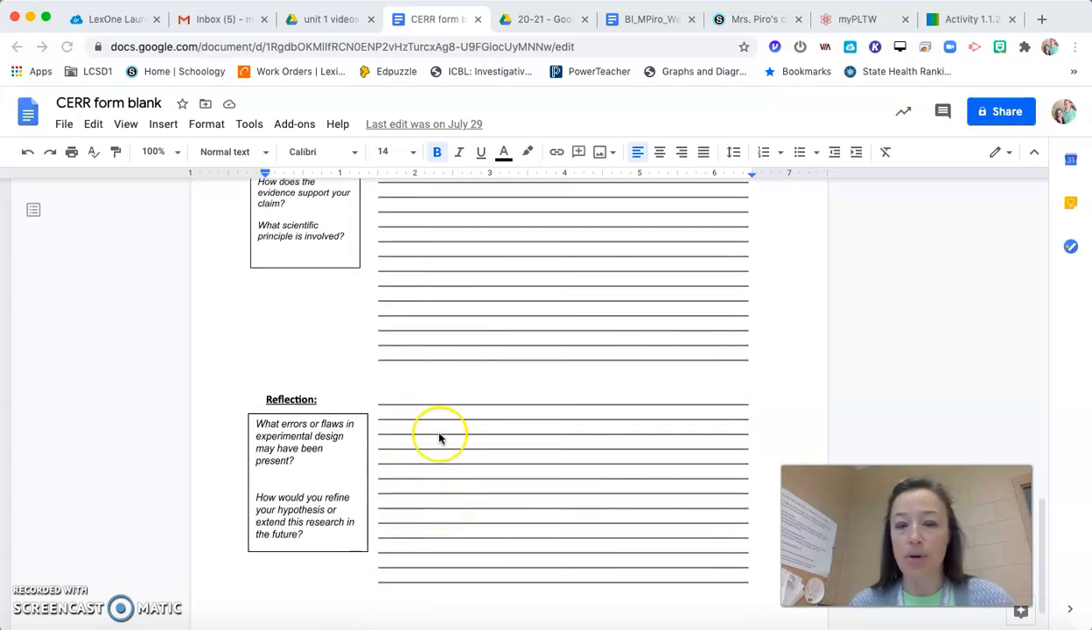And then the easiest part probably is the reflection. What errors or flaws may have been present? Maybe the light wasn't shining directly on the plant, or something like that. And then where would you go next? I know for most of the experiments, you're not going anywhere next. You're done. But if you were, where would you go next? Would you test other colors of light? Would you test maybe different species of plant? Would you let them grow longer and see if the green plants ever catch up?